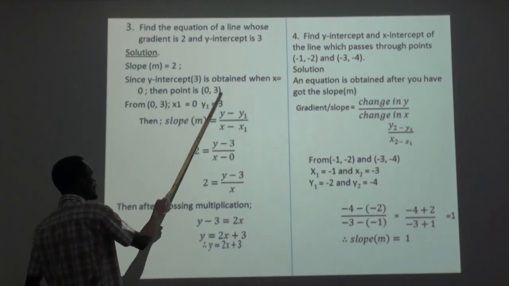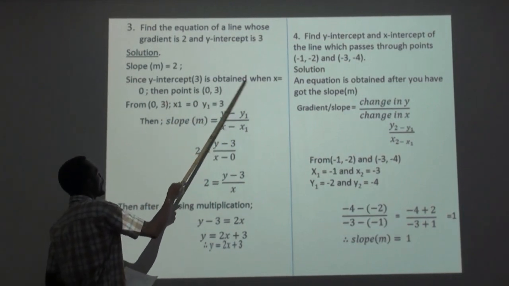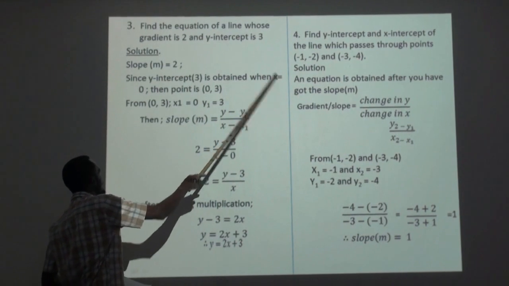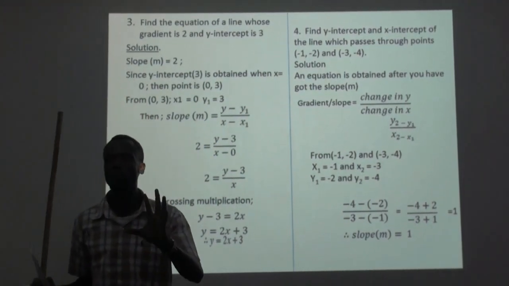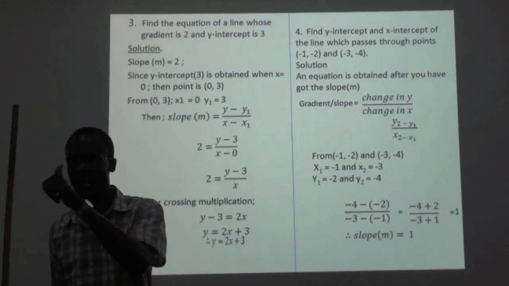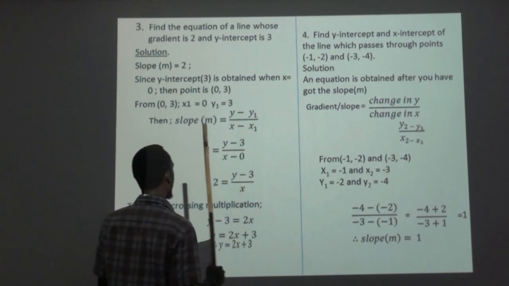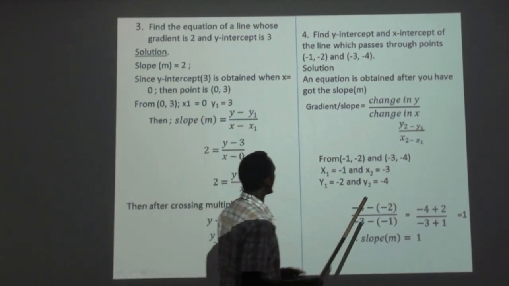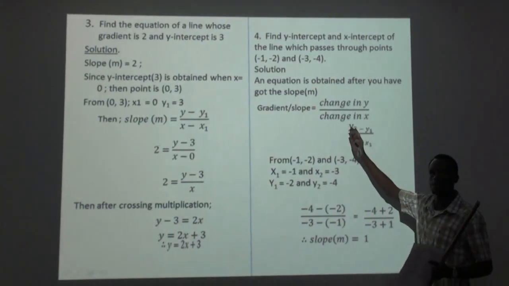points. Where did we get this one? We have got this one because the y-intercept is obtained when x is equal to 0. Kwa hiyo sasa hiyo ndio principle ambayo tunatakiwa kuelewa. Tuko pamoja? Now that's how we do. The other concept here, we have the first question here.